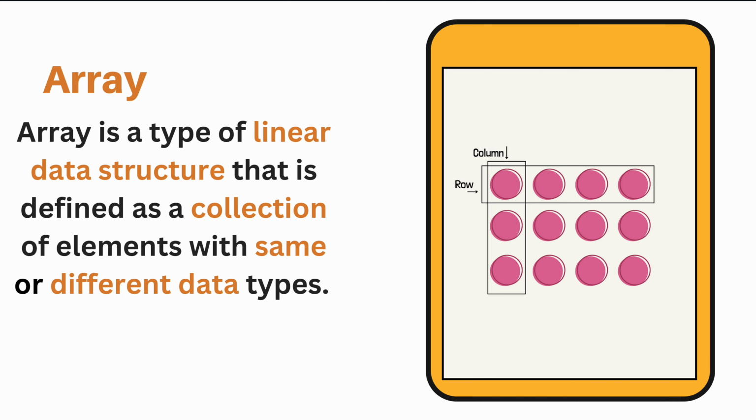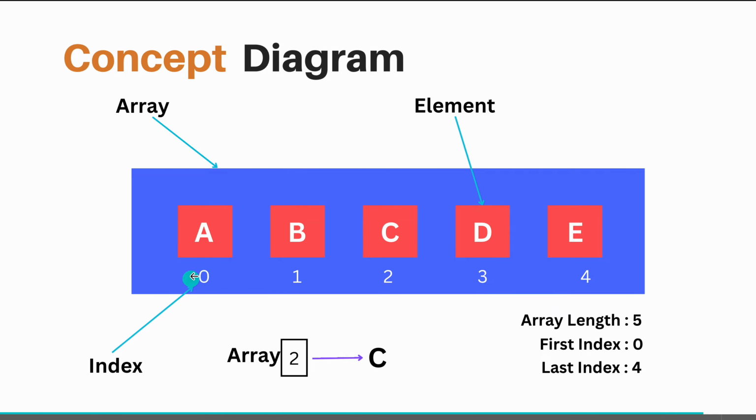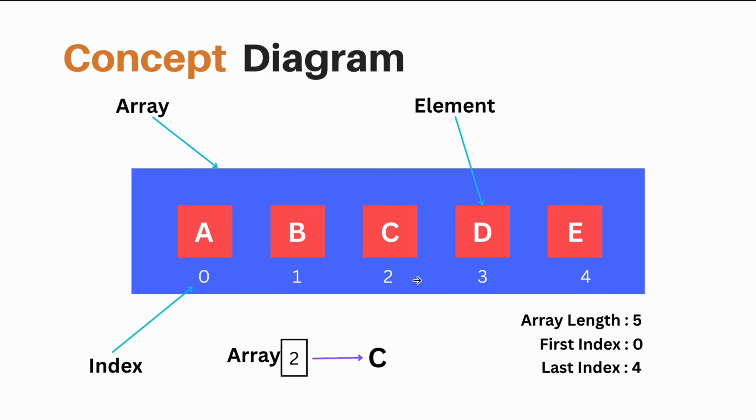And one important topic while doing problem solving in computer will deal with array. So basically, what is an array? Array is a type of linear data structure that is defined as a collection of elements with the same or different data types. So if you see, here is the row, here is the column. This is known as the complete row. This is the column. And if we are starting from 0 column, 0 row, this is the 0, 0 row and column. In a better diagram, you see here, this is the array, and each of A, B, C, D, E are the elements. And the index starts from 0, 1, 2, 3, 4. This is the numerical position of each element, right?